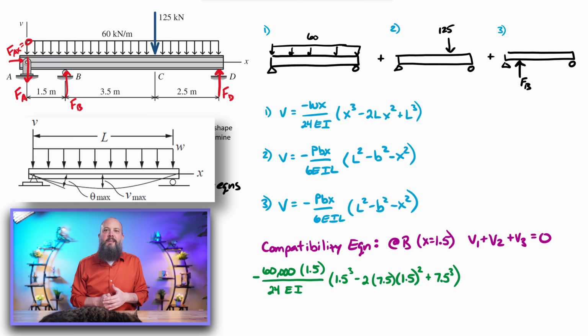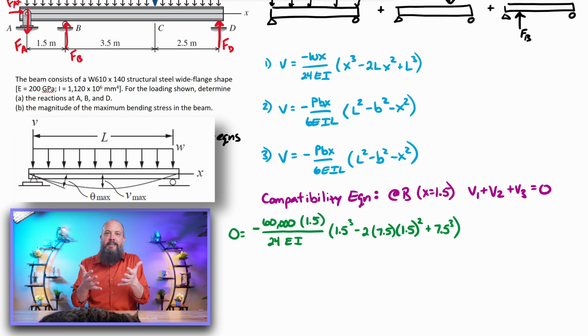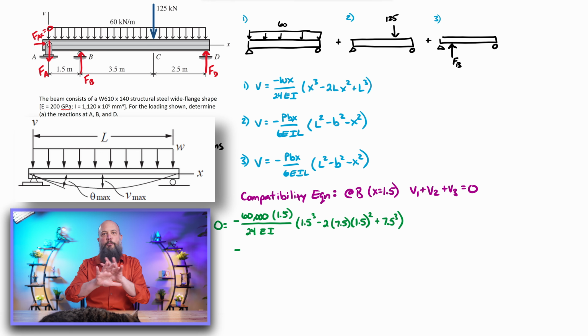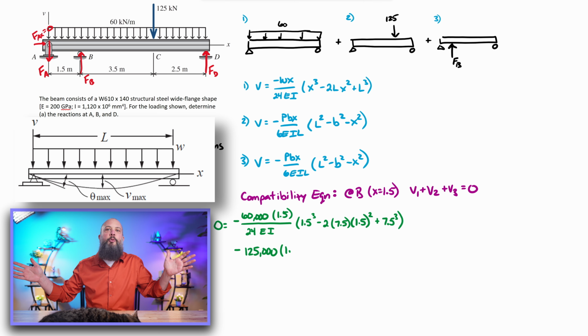So let's start plugging in numbers. For the distributed load, we're writing the 60 as 60,000, converting kilonewtons to newtons. We want all of our units to be in terms of newtons and meters so that we don't have to worry about unit conversions at the end of the problem. We'll do them all at the beginning of the problem and get regular normal units. X is 1.5, that's the point B that we're interested in. Length is the full length of 7.5. And I'm going to wait on EI until the end.